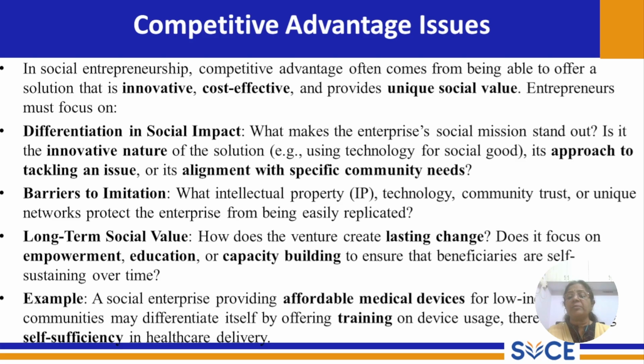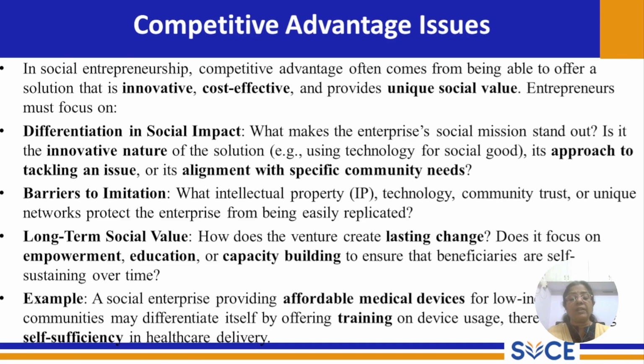What makes the enterprise's social mission stand out? Is it the innovative nature of the solution? Example, using technology for social good, its approach to tackling an issue, or its alignment with specific community needs. Then, barriers to imitation. What intellectual property, technology, community trust, or unique networks protect the enterprise from being easily replicated?